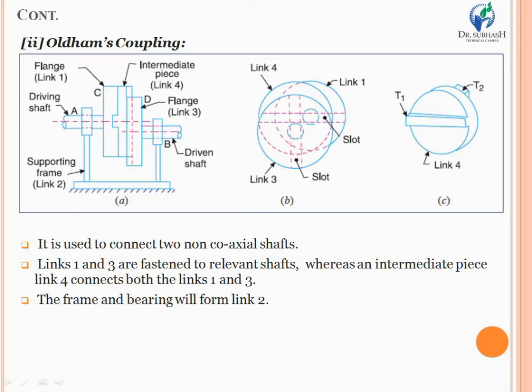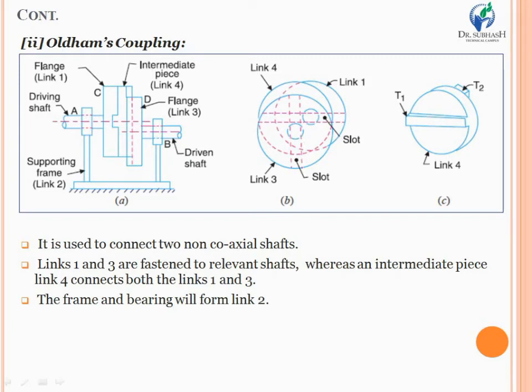That means we can say that flange 1 and 3 are mounted on the driving and driven shaft, whereas a rectangular slot is cut on the faces of flange 1 and flange 2. In order to connect both of those slotted flanges mounted on the driving and driven shaft, an intermediate piece is required to insert in between the slots of both flange 1 and flange 2.